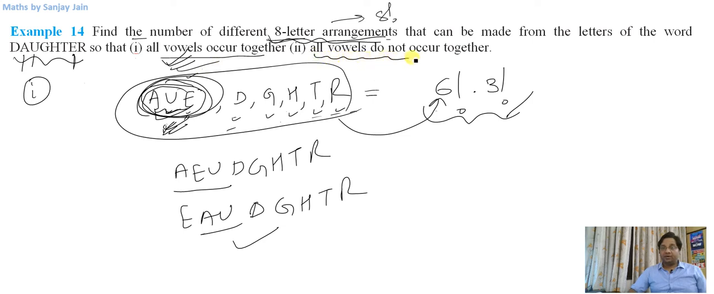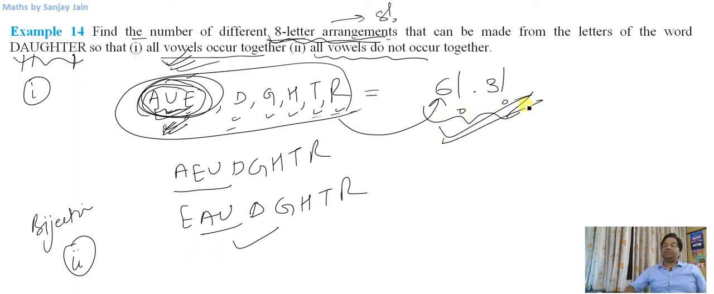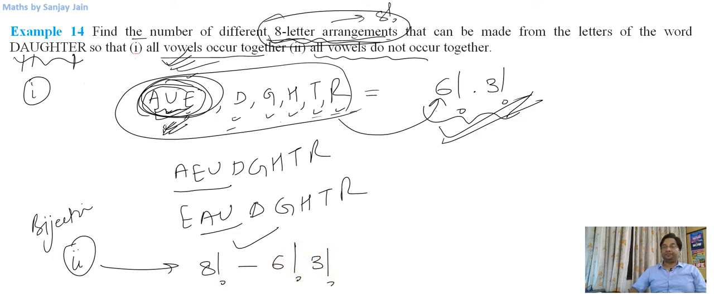Now the second part is all vowels do not occur together. So we have studied about the bijection rule, that if I want to calculate the favorable cases, what I can do is subtract the unfavorable from the total. So all vowels do not occur together means I can subtract the number of arrangements when all vowels are together from the total arrangements. That would have been 8 factorial. So the answer to the second part will be 8 factorial minus 6 factorial into 3 factorial. Okay, so total minus the number of arrangements when these vowels are together.